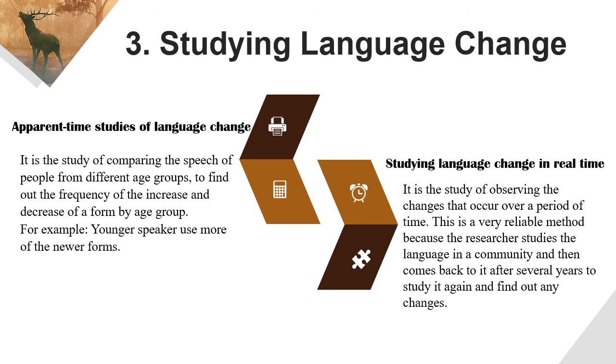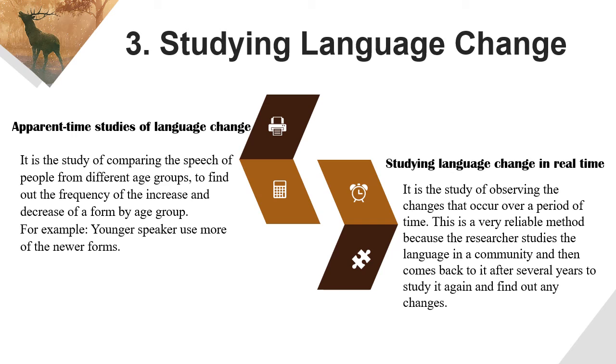Studying language change. Studying language change is divided into two: apparent time studies of language change and studying language change in real time. Apparent time studies of language change. It is the study of comparing the speech of people from different age groups to find out the frequency of the increase and decrease of a form by age group. For example, younger speakers use more of the newer forms.